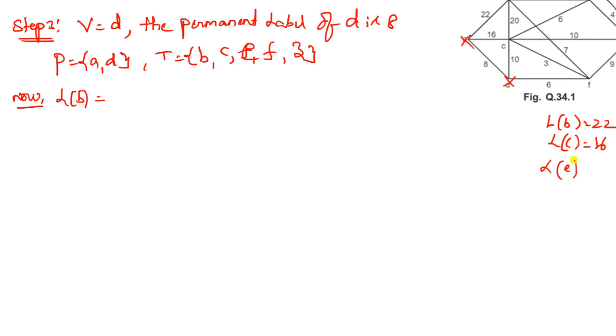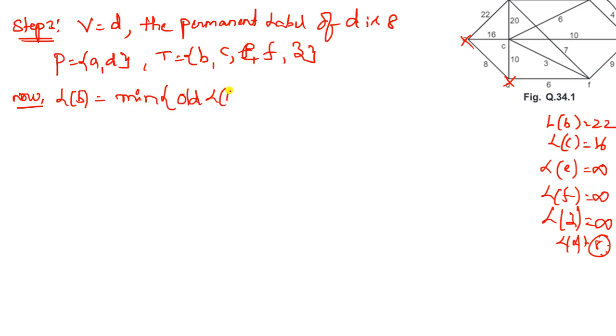So B, C, E have infinity, L of F also infinity, L of Z also infinity, and L of D is equal to 8 value. So this is our new label value, minimum value. So L of B is equal to minimum of, tell me, what is the formula? Old L of B, length of B, comma. So what is the vertex here?